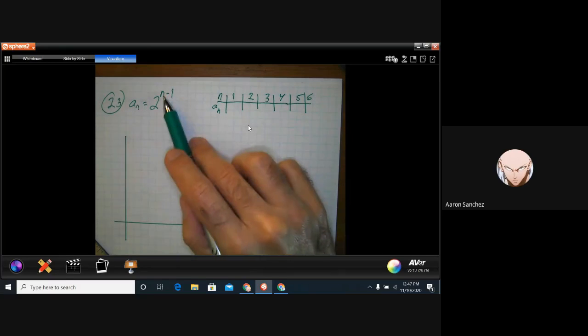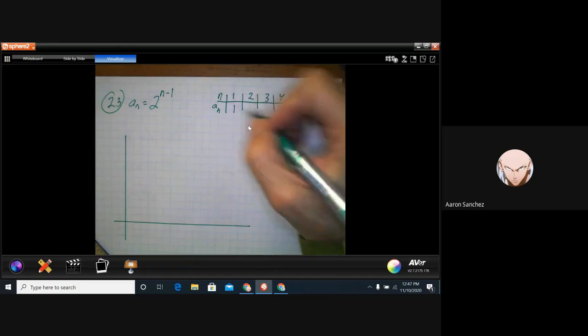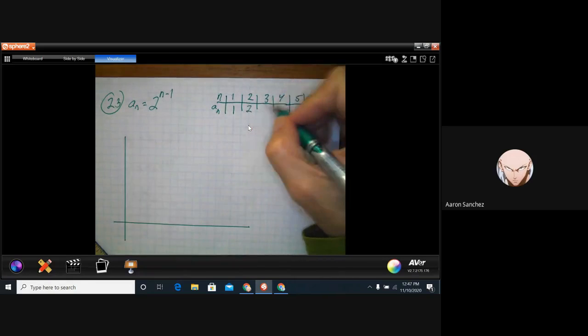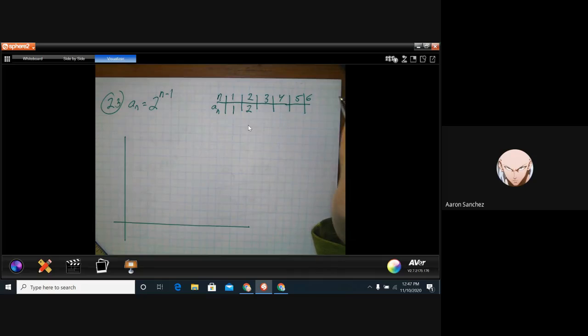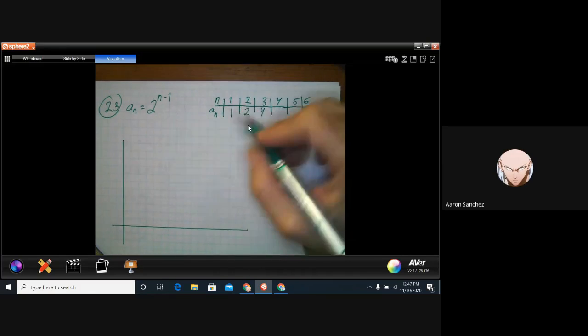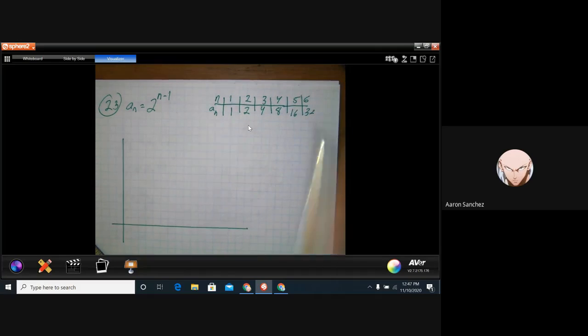Plug in 1. 1 minus 1 is 0. 2 to the 0 is 1. Plug in 2. 2 minus 1 is 1, so that's 2. 3 minus 1 is 2. 2 to the second is 4. By the way, my rule is multiply by 2, right? So each of these is going to increase by multiplying by 2. 4 times 2 is 8. 8 times 2 is 16. And then 32. Any questions on how I got those numbers?